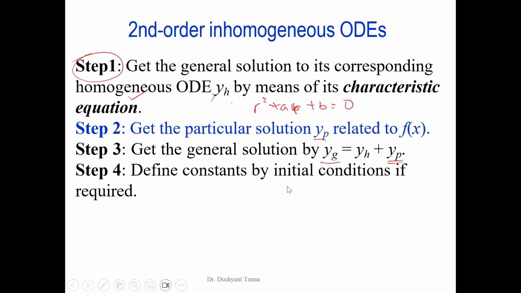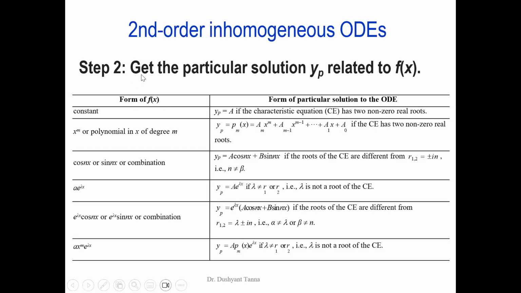There are a couple of table values that we will go through. Get the particular solution yp related to f(x) because it's inhomogeneous. Homogeneous was discussed last week. Inhomogeneous, what we are saying is the right hand side is non-zero, where f(x) will generate some value depending on a type of f(x). Whether your f(x) is constant, right? Then we follow this thing.